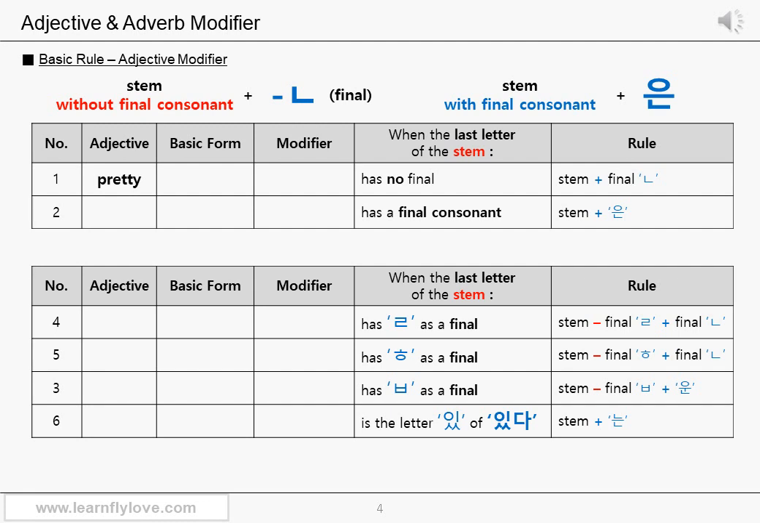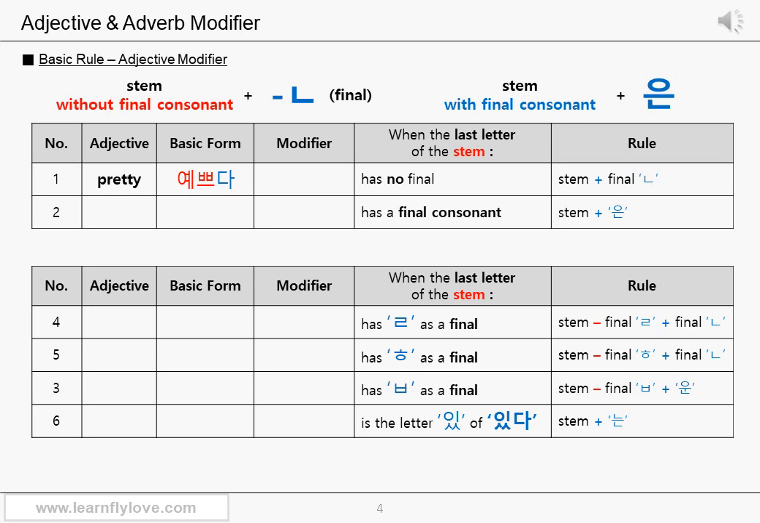Adjective pretty. The basic form of the adjective pretty is 예쁘다. In Korean, you can use this adjective as a predicate as you use a verb. You know that. In order to turn it into a modifier, you need to find the stem of an adjective first. What is the stem of this adjective 예쁘다? 예쁘.